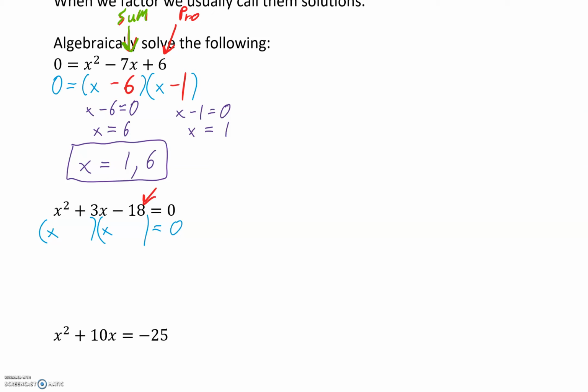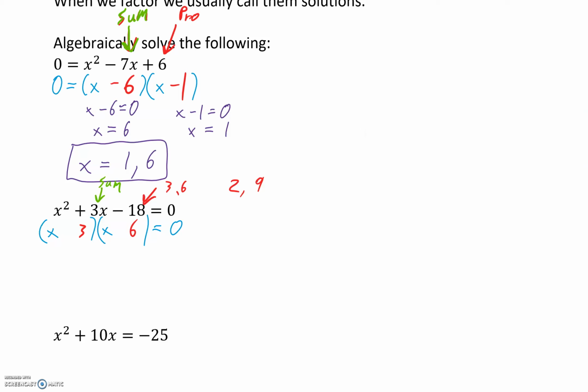What two numbers multiply to get 18? 3 and 6. And 2 and 9. Nothing else. So I'm going to go with 3 and 6. They're closer to our middle numbers. And then can they sum to get the other part? Sum to get this?